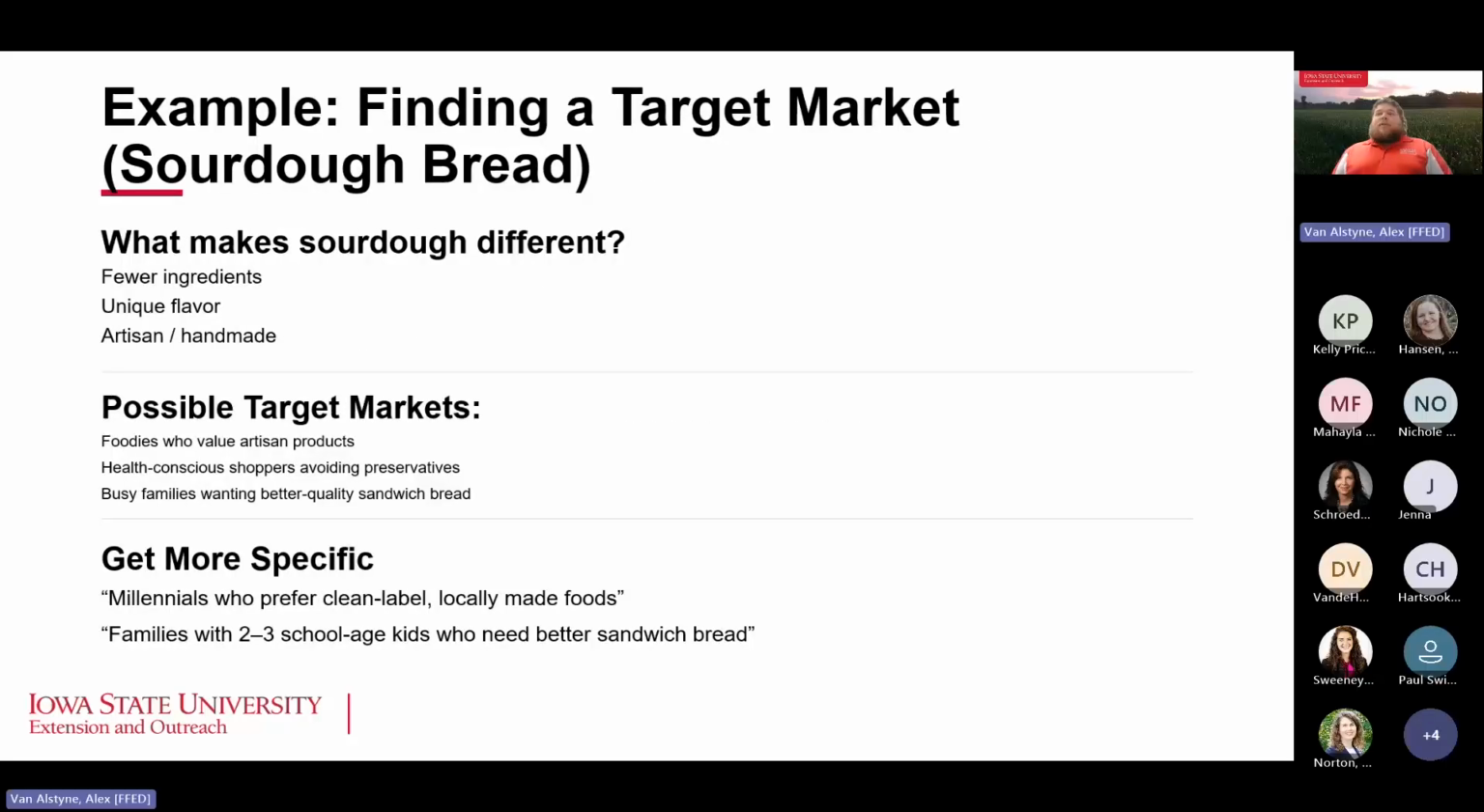Let's look at a quick example with sourdough bread. Sourdough stands out because it has fewer ingredients, a unique flavor, and that artisan handmade feel that naturally attracts certain customers. People who value quality, cleaner ingredients, or better everyday products like sandwich bread. From there, you can get more specific. Instead of saying everyone, you might target something like health-conscious millennials or busy families who want a better option. That level of clarity is what helps a product connect.